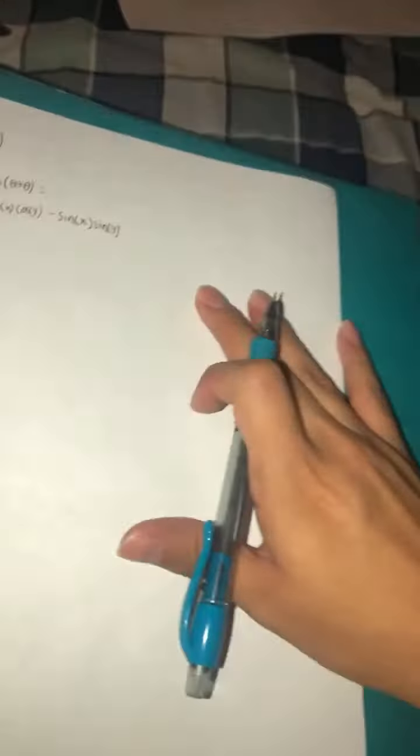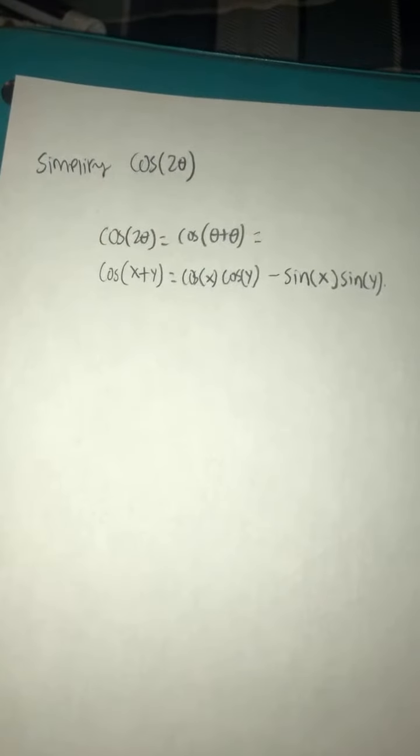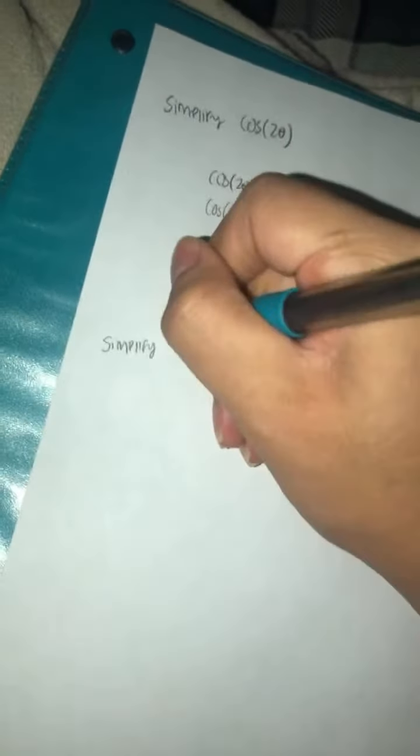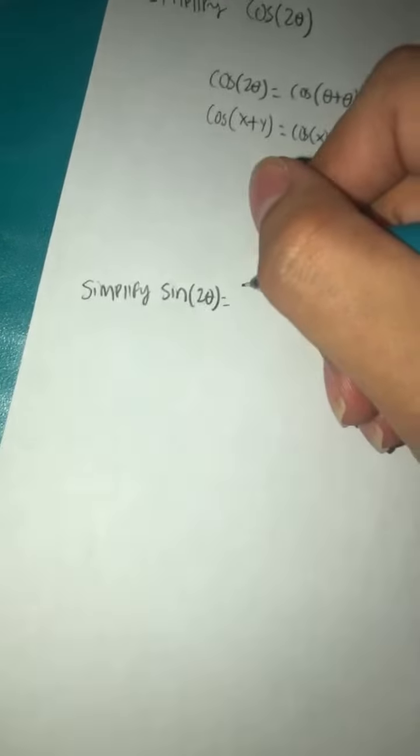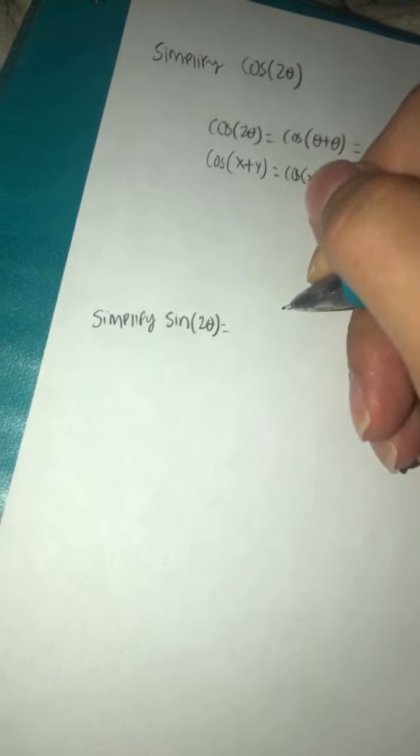Now, the other one that I wanted to go over was how we simplify cosine of 2 theta. I will go over this one in a bit, but first I want to do one that says simplify sine of 2 theta. We already know it's 2 sine theta cosine theta, but again, you're wondering, well, how, right?